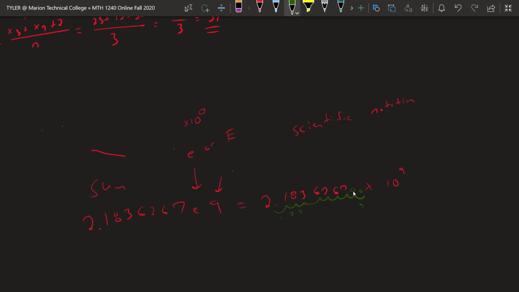And it's possible this was rounded, so it might not be an exact value. But we just need to know it's a really big number, right? And if I take the sum and divide it by n, the number of things we have, that's what gives me the mean.